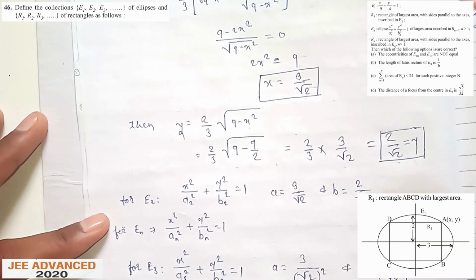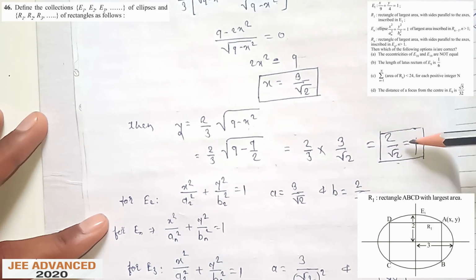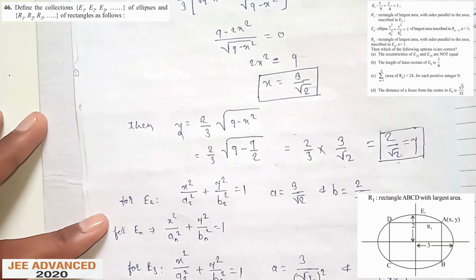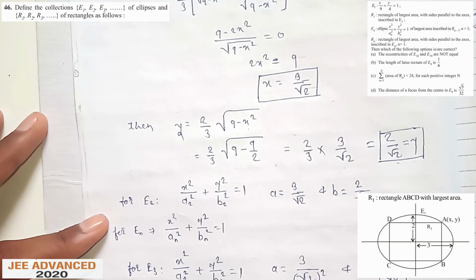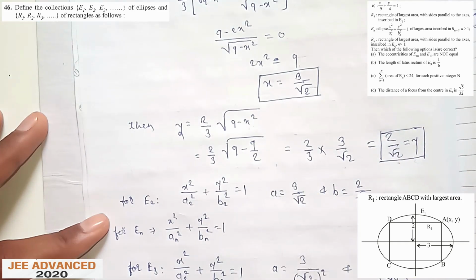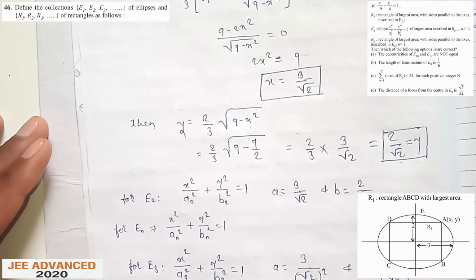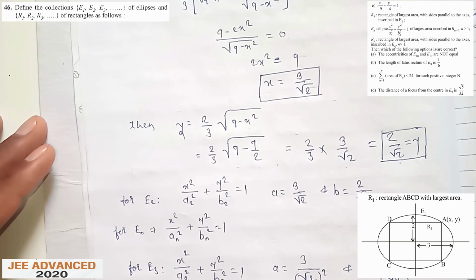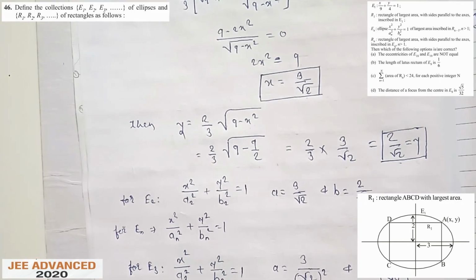So here I got the value for x and I got the value for y with respect to the first ellipse. Always remember, these are the values for x and y with respect to the first ellipse. We have been given the nth ellipse, so every value for x and y, like a and b for the nth ellipse, will change. It will vary everywhere. It never remains the same.